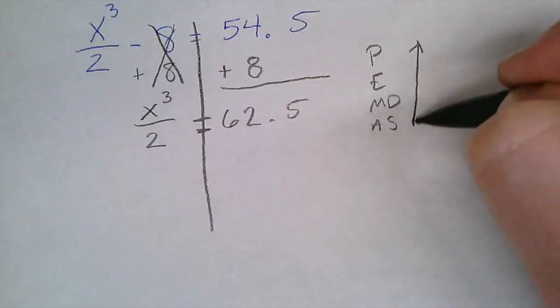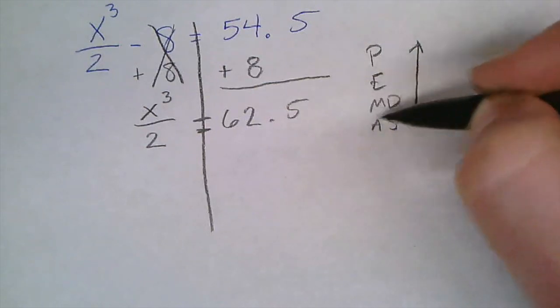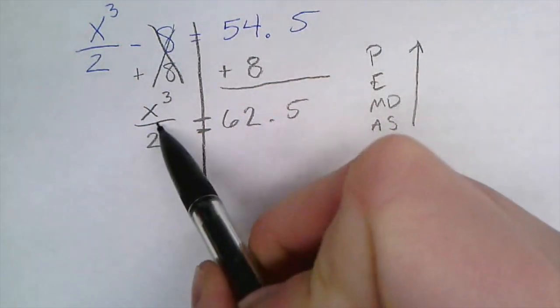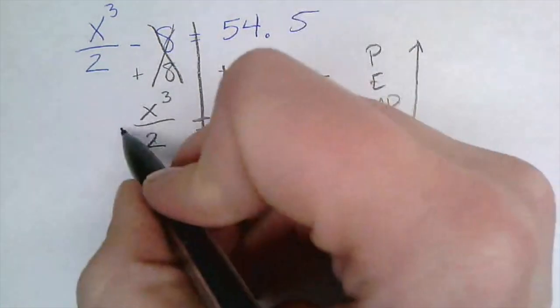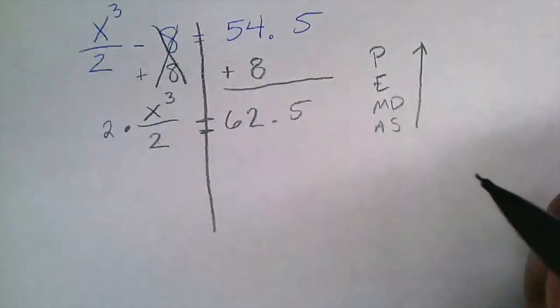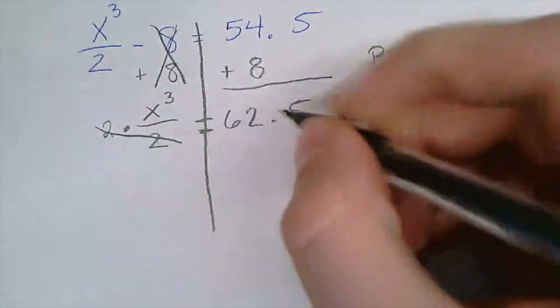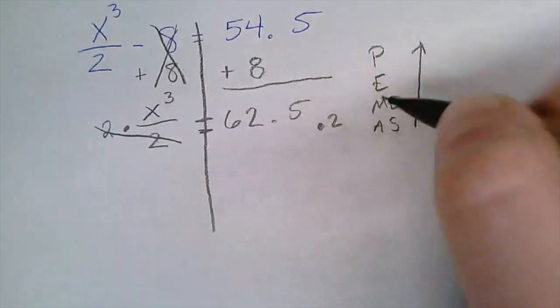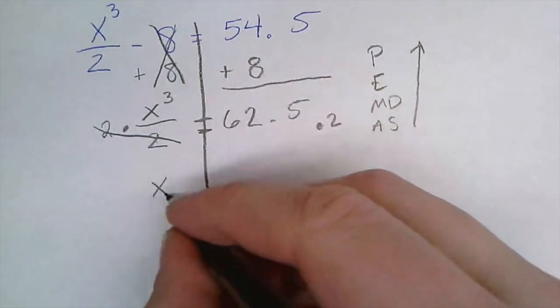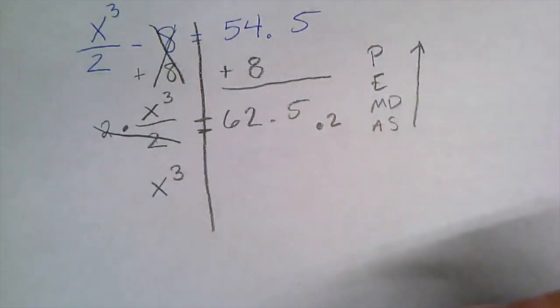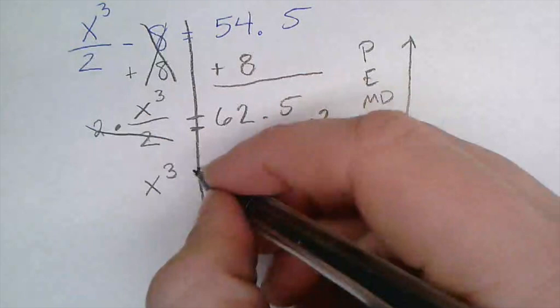Using our order of operations, I'm now undoing any multiplication or division. I see a divide by 2. That means in order to undo that, I need to multiply by 2. Those cancel out, and I need to multiply this side by 2 as well. On the left side, when I cancel those out, all I have left is x to the third power. On the right side, I now have 62.5 times 2, and that's equal to 125.